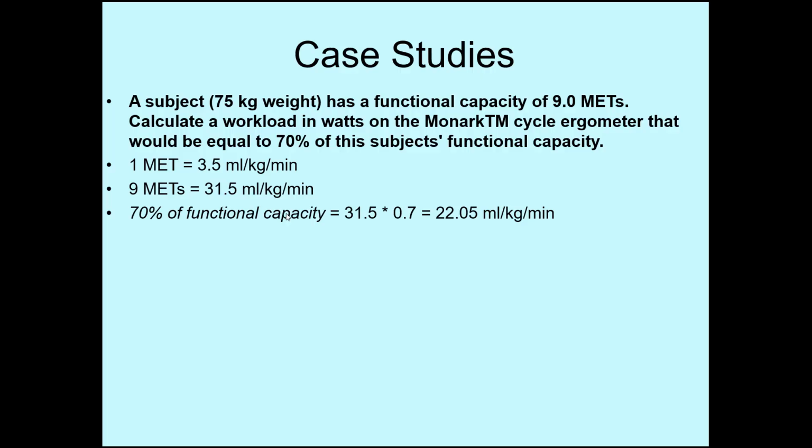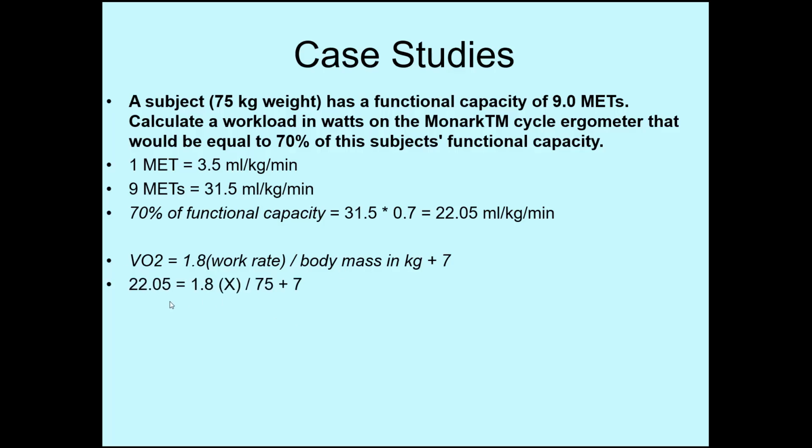And then we have to work backwards to get the workload. So here's our cycling equation. So we know the VO2 is 22.05. The 1.8 is a constant. Now we have to solve for work rate, so I'm going to put an X there. The body weight is 75. 7 is a constant. So we're basically going to solve for X.